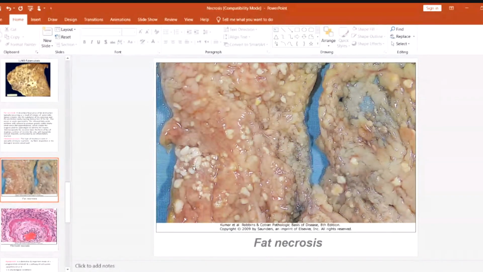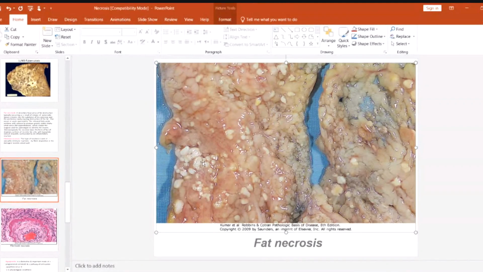This white area represents the reaction of lipid fatty acid with the calcium. We call it fat saponification. So it can be seen by your eyes. It's white, chalky material, okay? And by light microscope, we will see a shadow of fat with calcium deposition, and we will talk about that next lecture. Calcium will be blue in color, with necrosis.